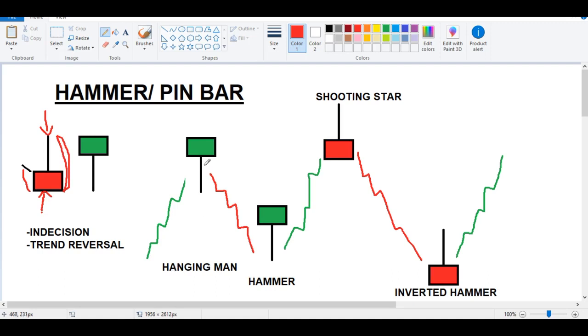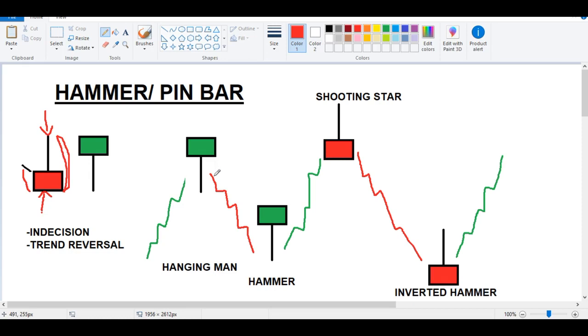So guys, if you see this at the top of a trend, you need to be alert. You need to be alert and cautious, because there's a good chance price can reverse from there. There's a really good chance price can reverse from there. So you really need to be alert.